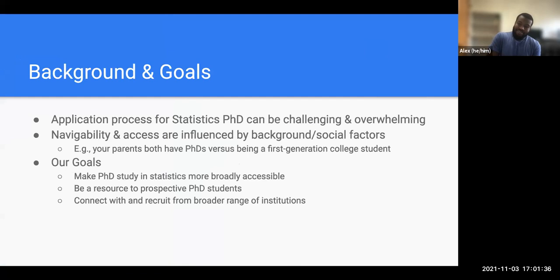First up, background and goals. In general, it's difficult to apply to a PhD program, and your ability to navigate the process and pursue your goals can be affected by factors that are outside of yourself. The point of this panel, and our broader goal, is to make stats more accessible and make pursuing a PhD in stats more accessible. So we're going to use this opportunity to inform students about the process, about how to be competitive applicants, and in general about the experience of being a PhD student.